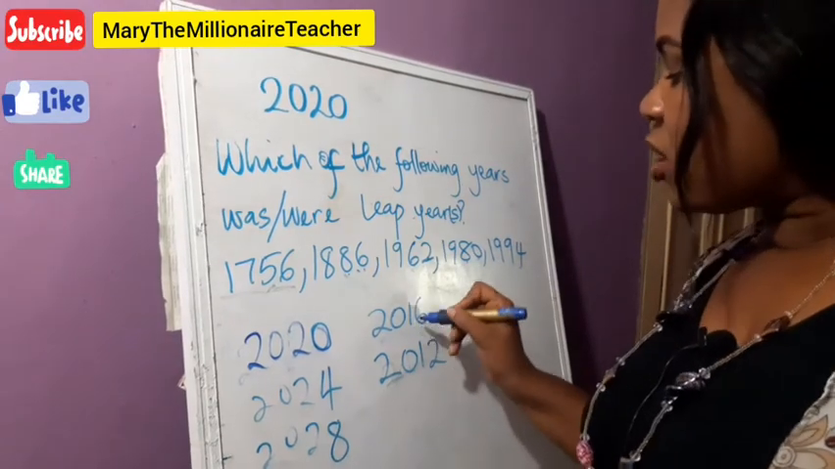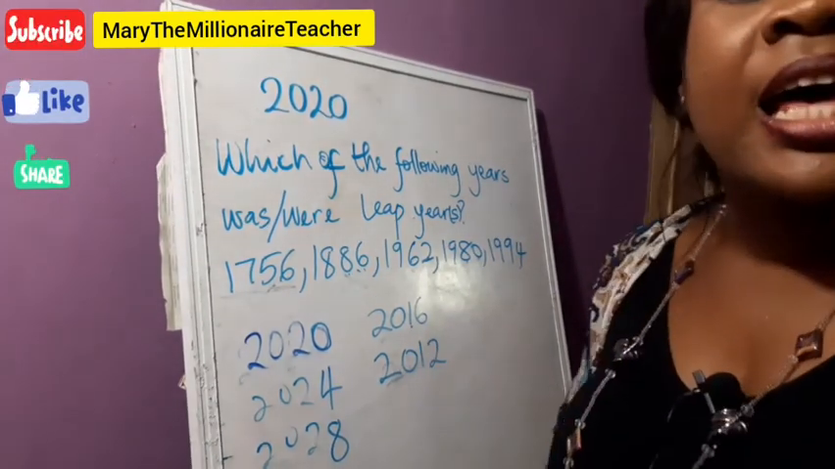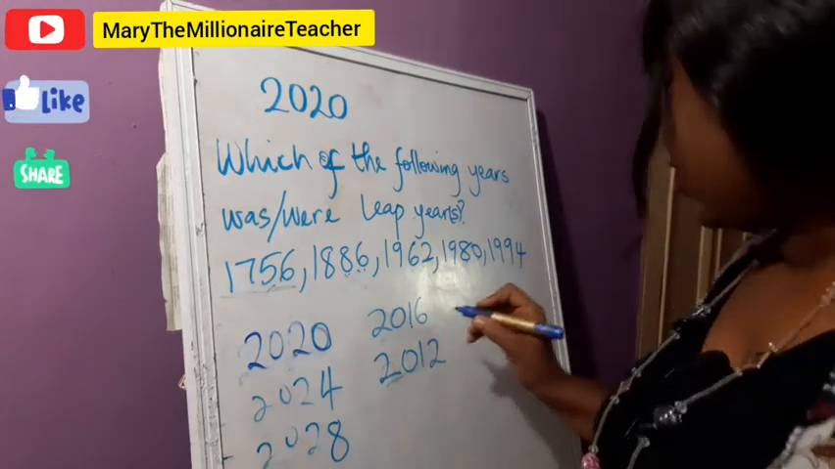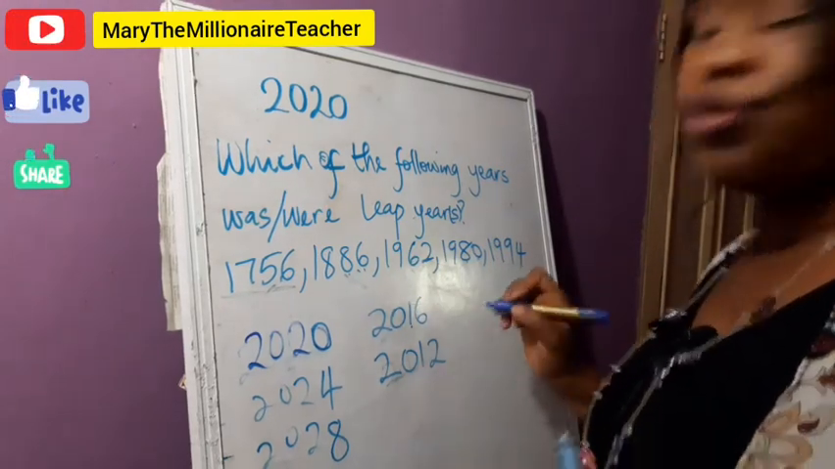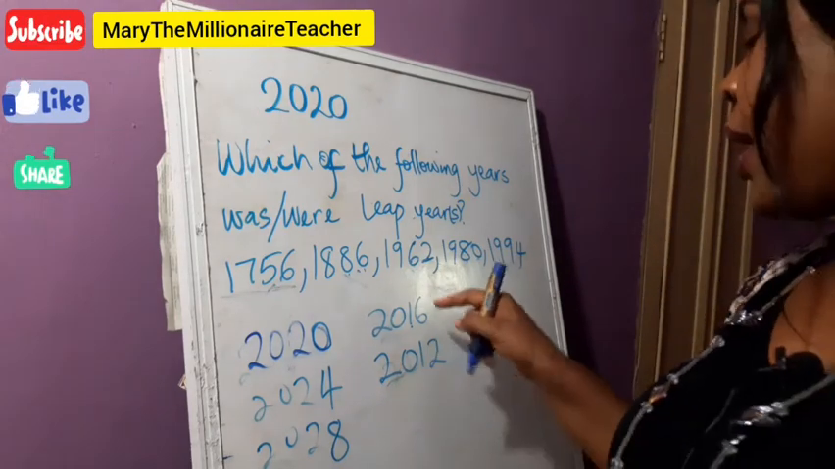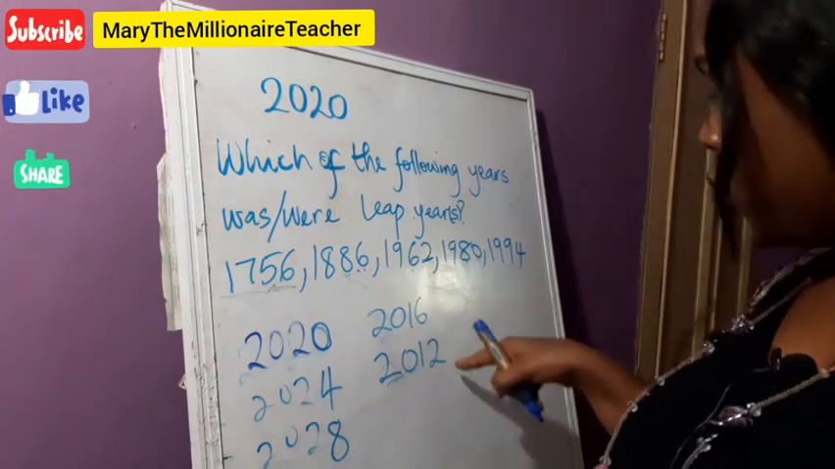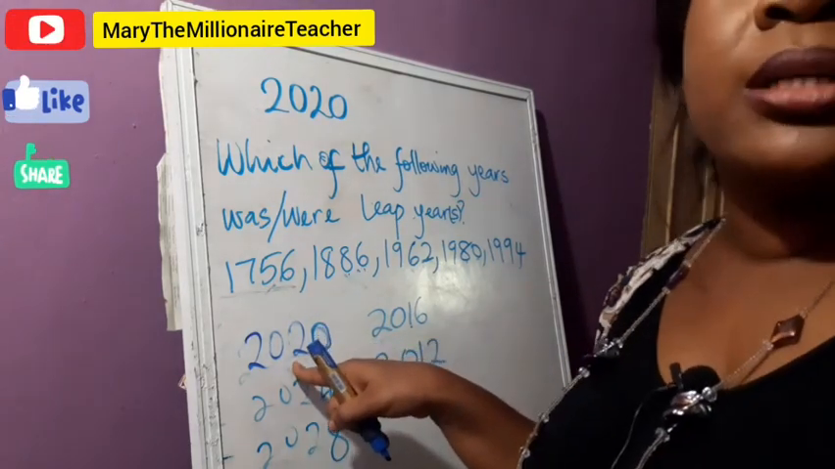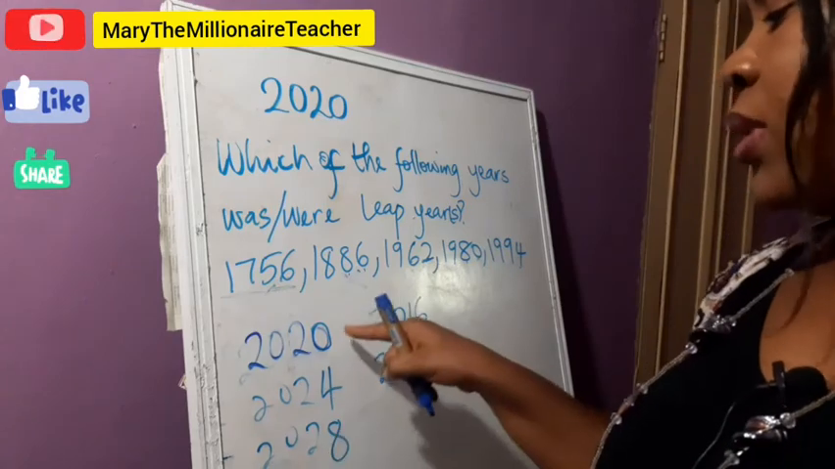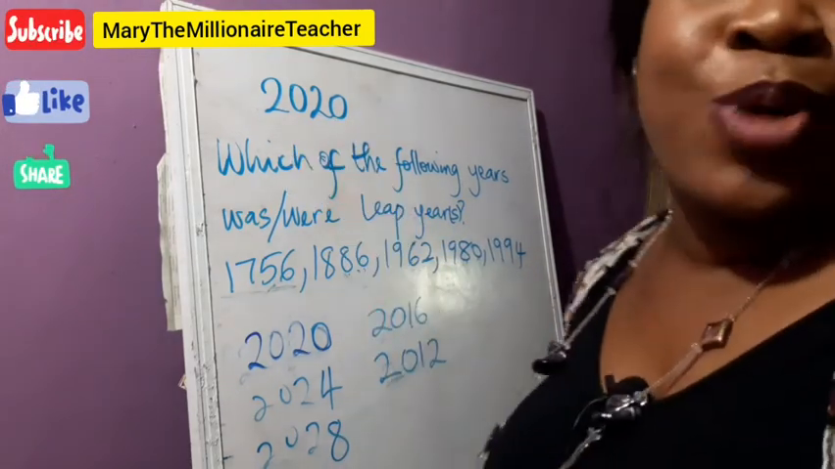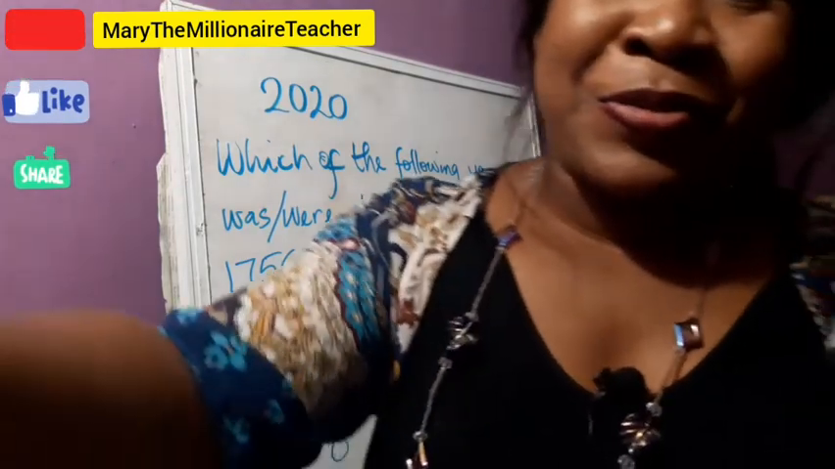So now when the third digit is an odd number, then it has to end in a 6 or a 2. When the third digit is an odd number, it ends in a 6 or a 2. But when the third digit is an even number, it ends with a 0 or a 4 or 8. And let's go back to the question and try to answer it.